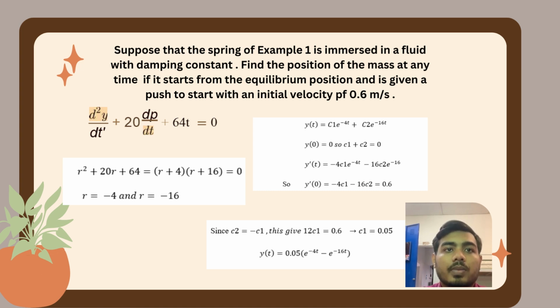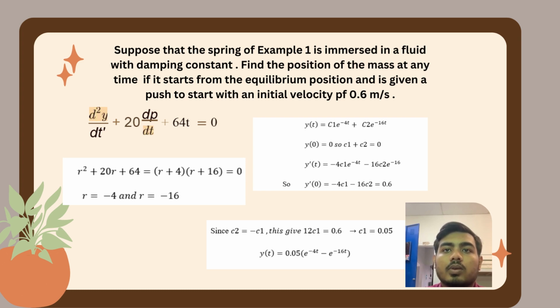So next, r squared plus 20r plus 64 equal to bracket r plus 4 bracket r plus 16 equal to 0, and r1 is negative 4 and r2 is negative 16. So next, y(t) equal to C1 exponent negative 4t plus C2 exponent negative 16t. Next, y(0) equal to 0, C1 plus C2 equal to 0.